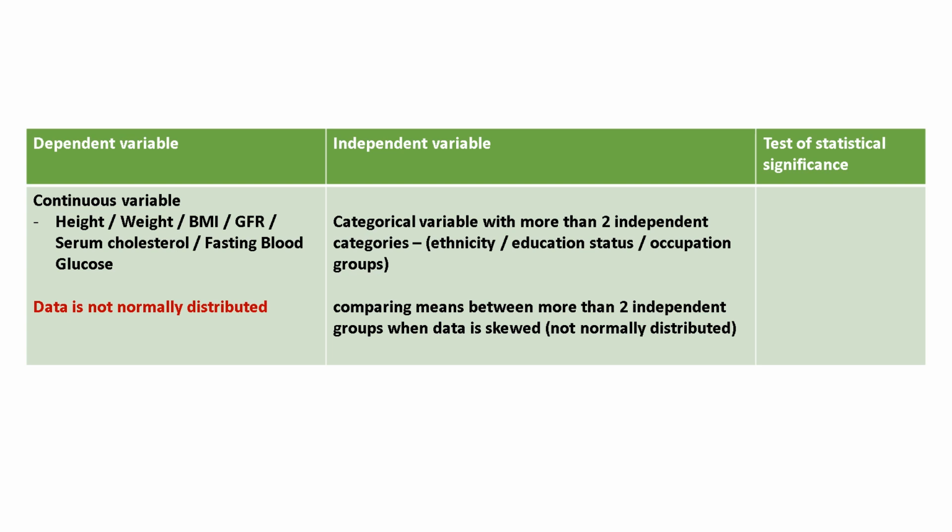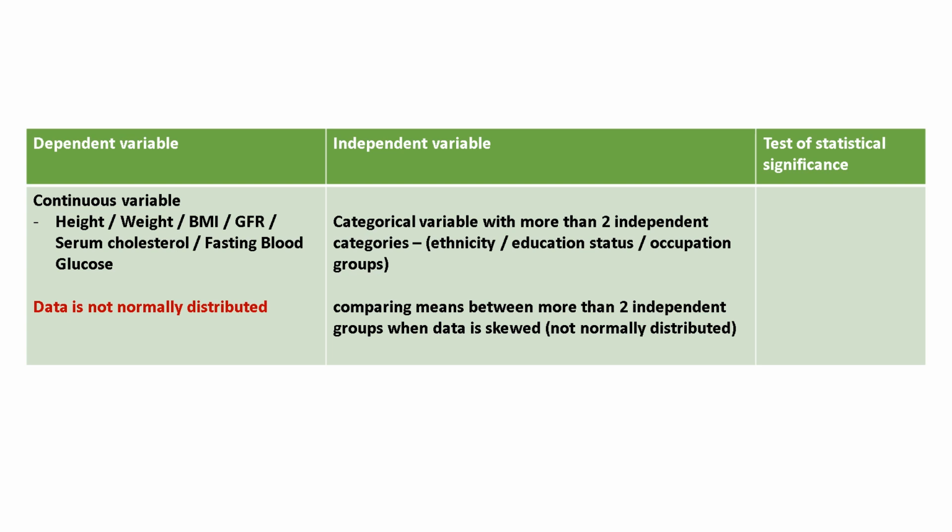Independent variable is a categorical variable with more than two independent categories, like ethnicity, education status or occupation groups. The scenario is similar to one-way ANOVA, but the data is not normally distributed. Okay? Comparing means between more than two independent groups when data is not normally distributed or skewed.